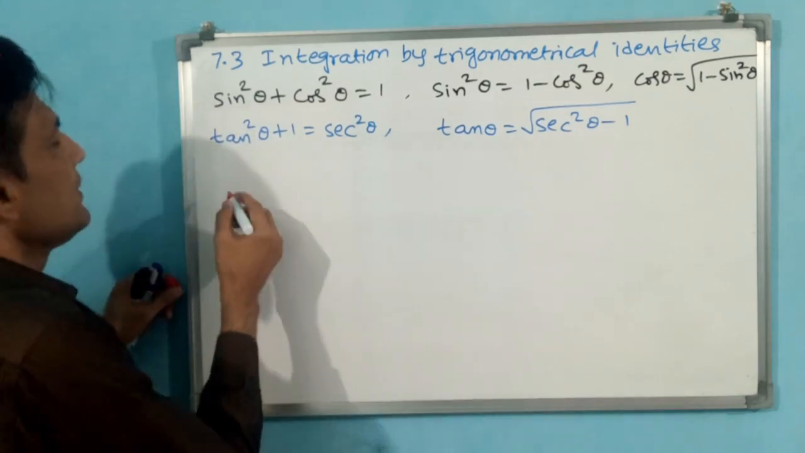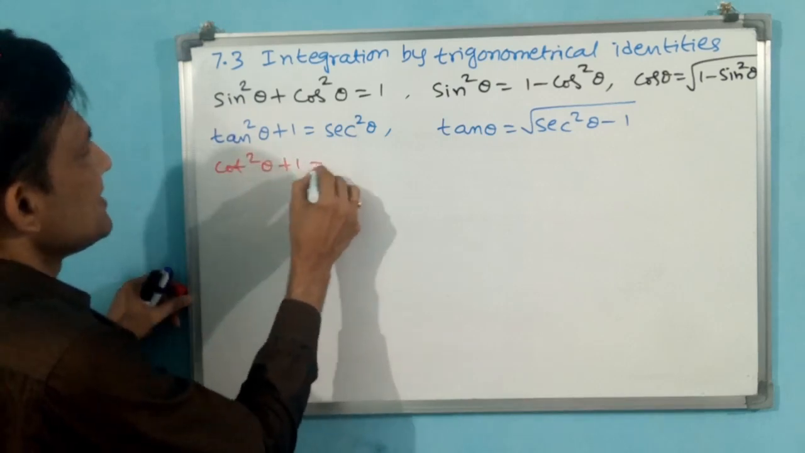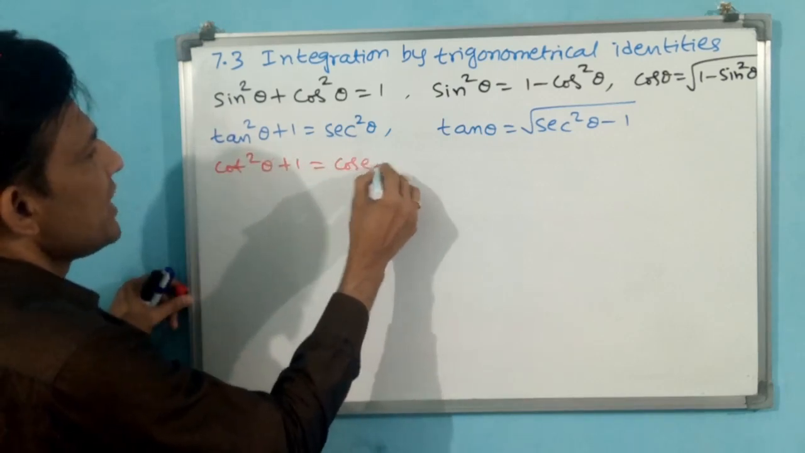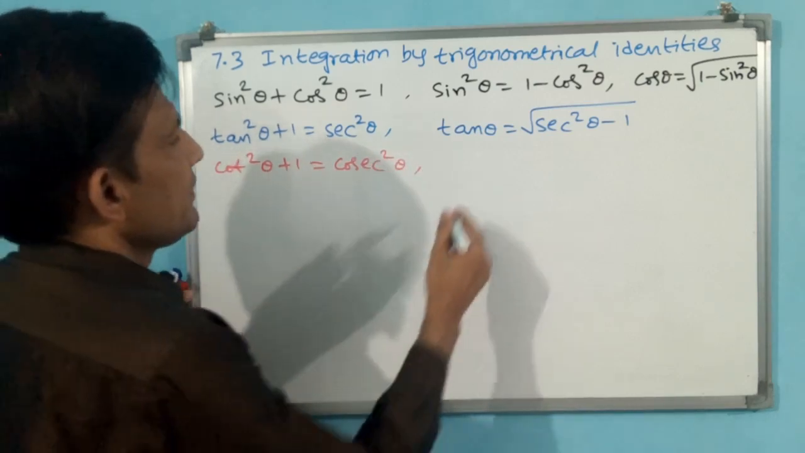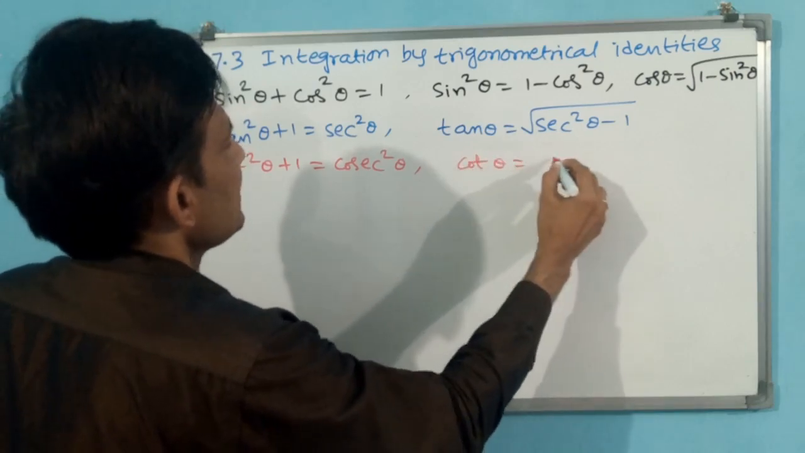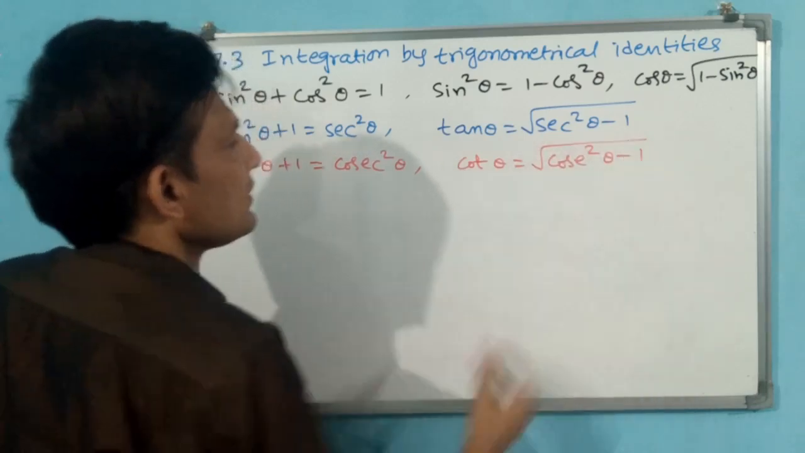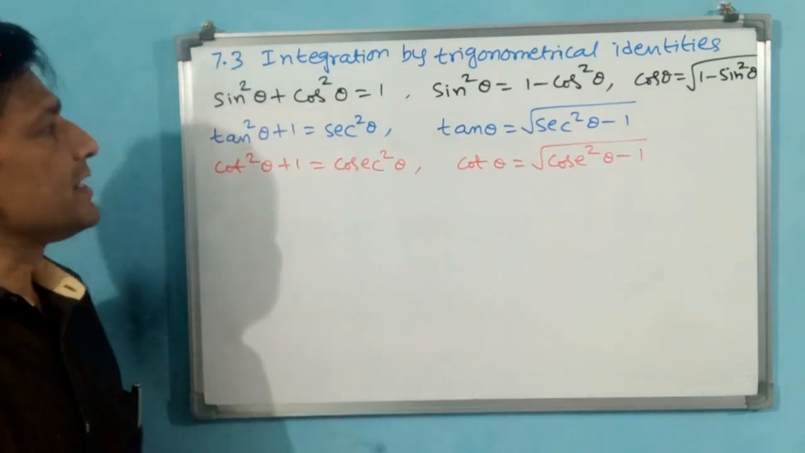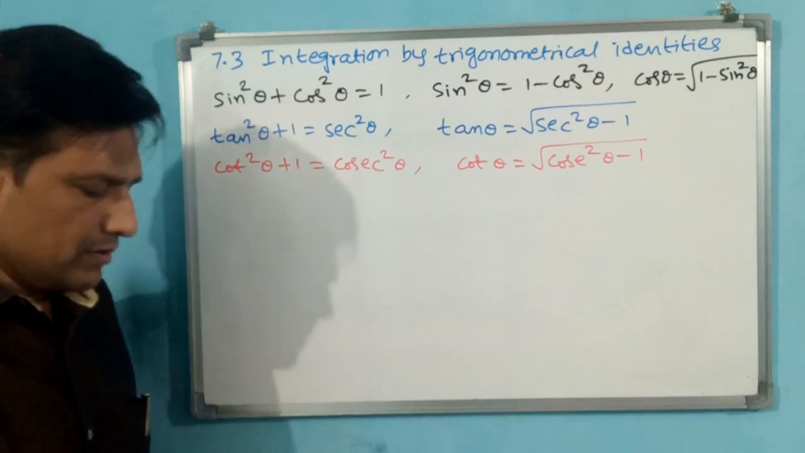Another one: cot square theta plus 1 is equal to cosecant square theta. Then we can also write cot theta is equal to the square root of cosecant square theta minus 1. This is also one identity we can take.